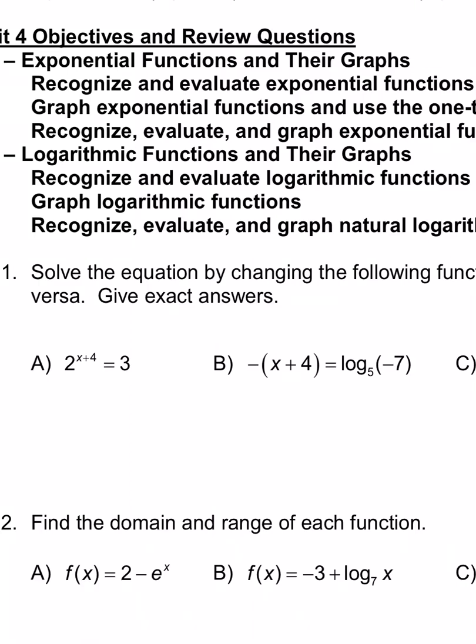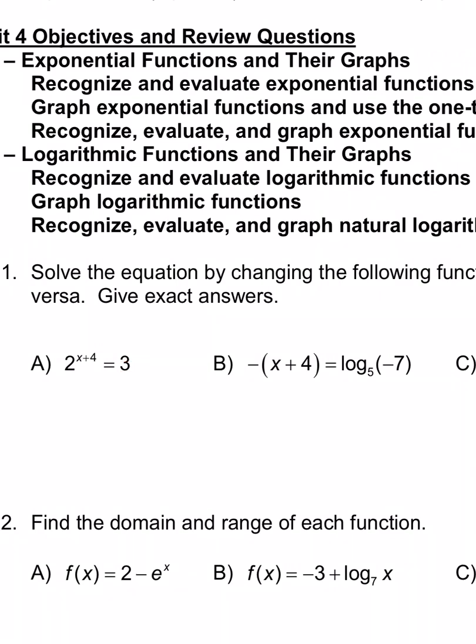Alright, so starting with number 1, we have exponential and log equations. So we just want to use our different methods that we use for solving the particular exponential or log equation. For the first one, A, we see it's an exponential equation. We have an exponential set equal to a number, so we can either try to do the one-to-one property, which means the bases need to be the same.